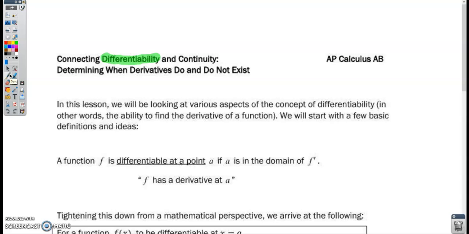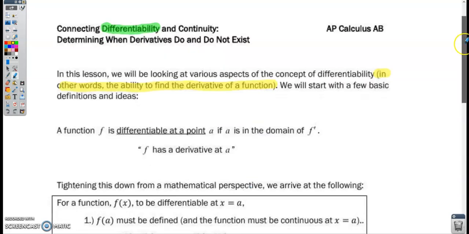So what is differentiability, first of all? I mention it here in a parenthetical comment. Can we find the derivative of a function? If we can, it's differentiable. If we can't, it's not. So if we can find the derivative of a function at a point, it's differentiable at that point. Okay? And we see that right here. A function f is differentiable at a point a if a is in the domain of f prime. In other words, if f has a derivative at a, it is differentiable at that point.